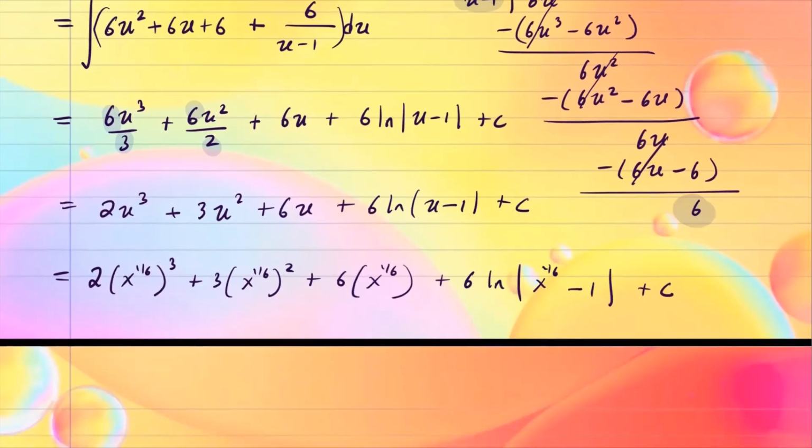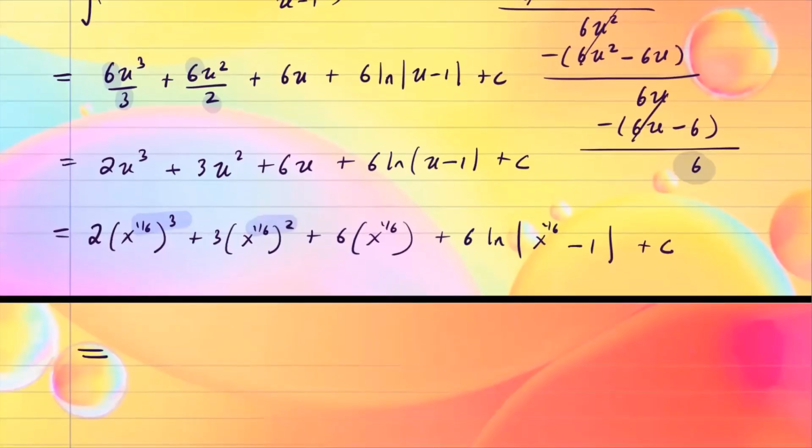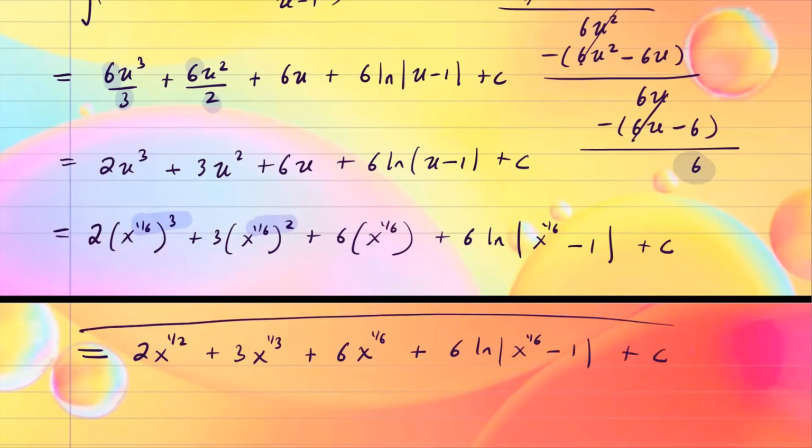Now, if you would like, you can leave it here, but I think we can do better than that. We can simplify these exponents. So the next step would be to just simplify them. This is 2x to the power of 1/6 times 3, you can simplify the exponent to 1/2, since 3 over 6 is 1/2. And then plus 3 times x to the power of 2 over 6, that's 1/3. And then the last one, there's nothing to simplify, so it's just 6x to the 1/6 plus 6 times ln of the absolute value of x to the 1/6 minus 1, plus c. So there you have your final answer.